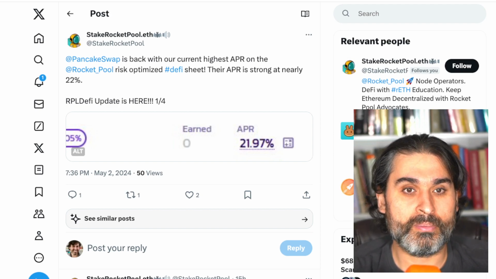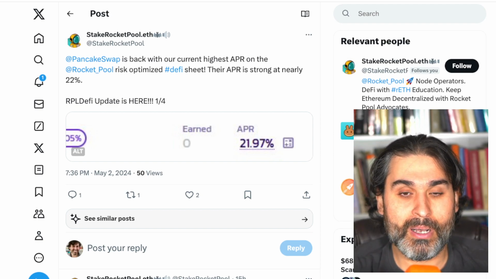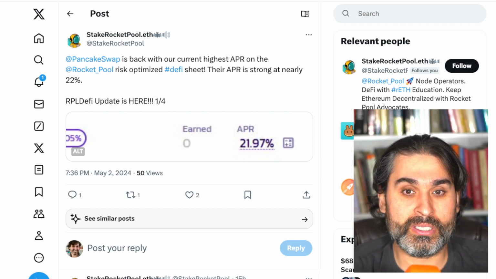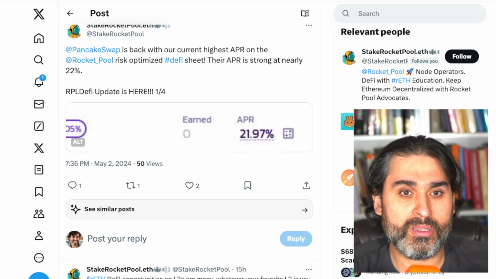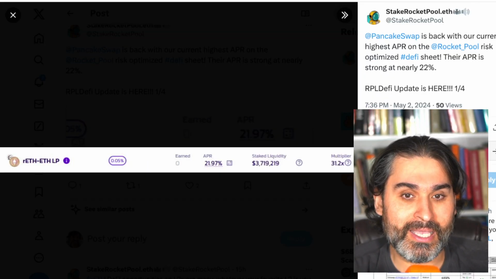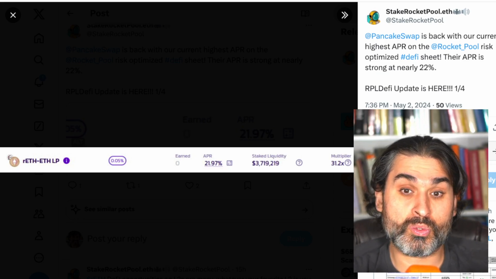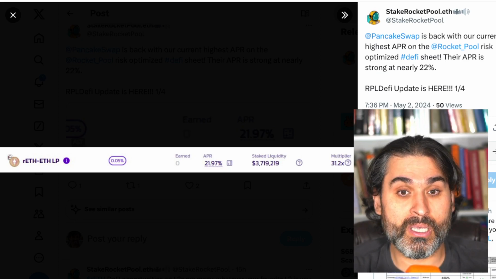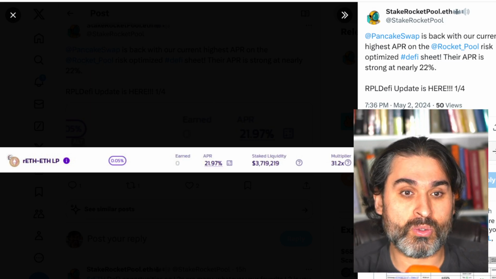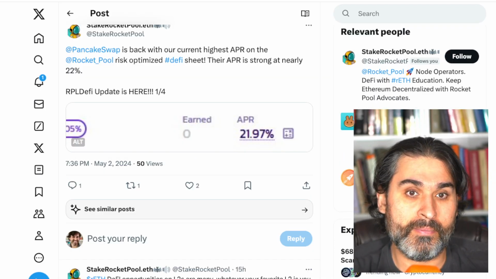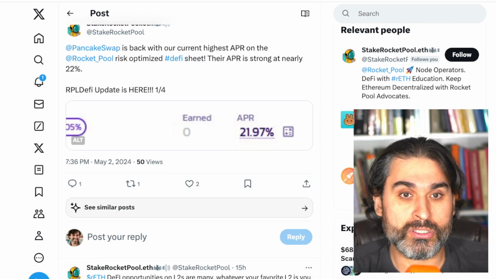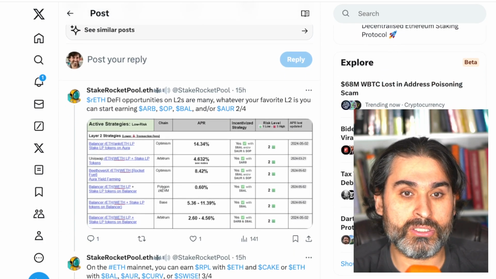Okay, next we got an update from stake.rocketpool.eth about all the cool things that are happening in DeFi with rETH. They said that the leading APR this month is PancakeSwap. So you can currently earn 21 or 22% APR on your PancakeSwap rETH-ETH pair, which is absolutely amazing. And they're back to number one. So that's really cool. And then there's some other pools here.